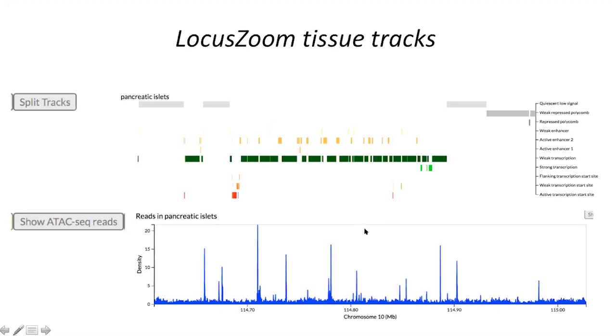And the show ATAC-seq reads opens up a graph like this that shows you the reads in whichever tissue you selected. And of course, I'm not showing it here, but both of these displays are lined up with the LocusZoom plot, so you can see exactly where these peaks and these states are relative to the variants of interest in the plot, or the gene of interest.